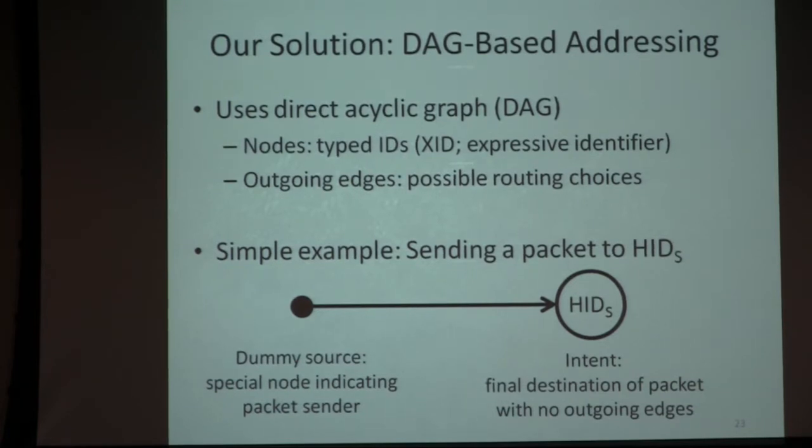As the packet progresses through the network, we're effectively walking the DAG. Another way to look at this is that the DAG is a data structure that the source provides to the network to help the network find what you're looking for. It's not quite as flexible as what you were describing, but it's going in that direction.